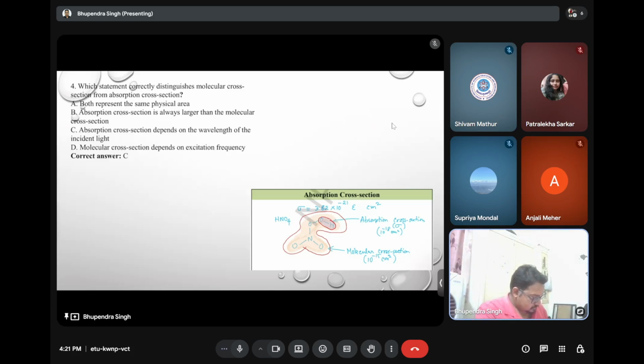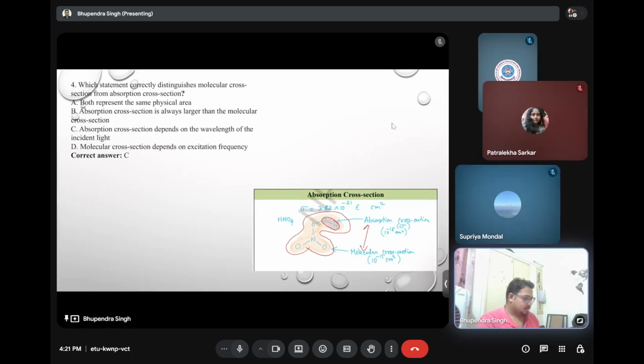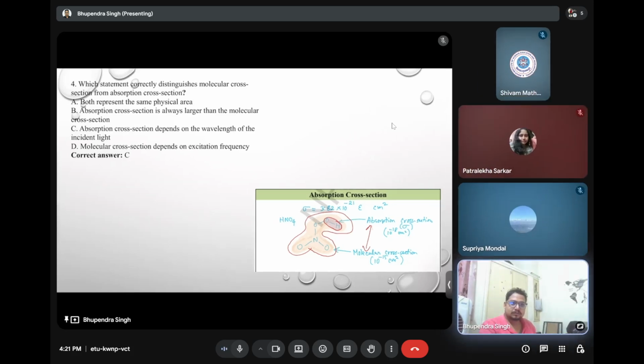So, what was the question? Which statement correctly distinguishes molecular cross section from absorption cross section? Out of these, the answer is written there, but any one of you can explain it to me.